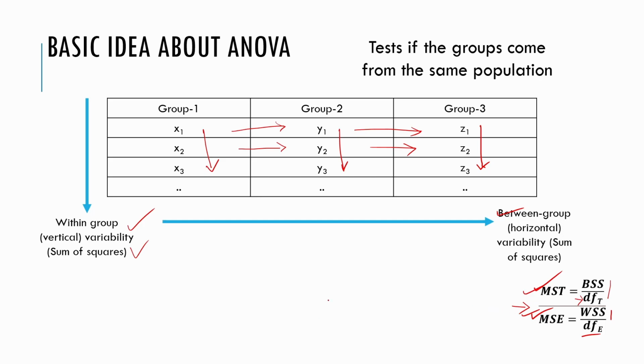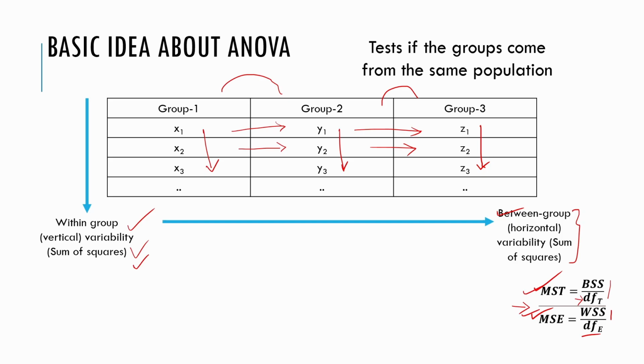Now see, if the between group variability is substantially more than the within group variability, then we can say that there exist certain kinds of differences between these groups. So the between group variability is significantly more than the within group variability. That means these three groups are a little bit different from each other.